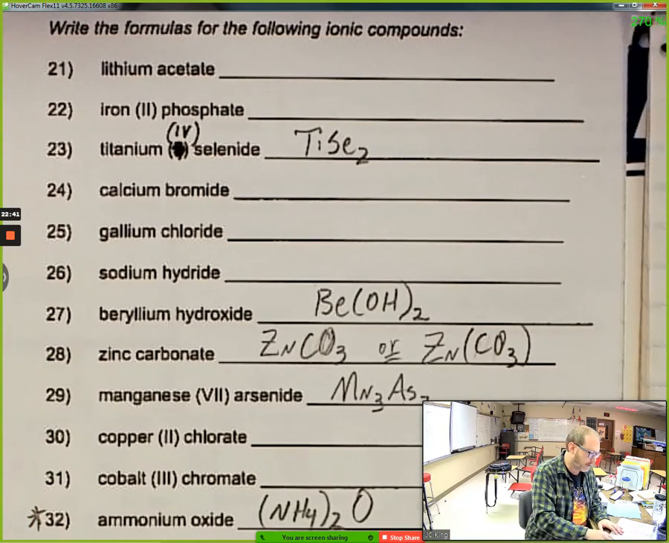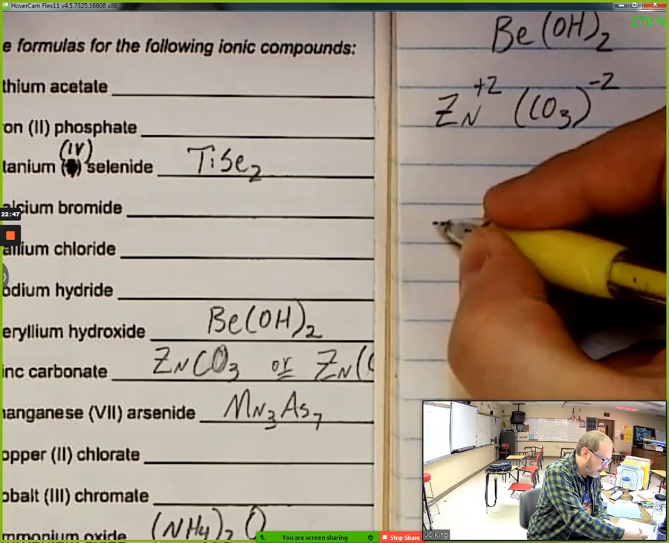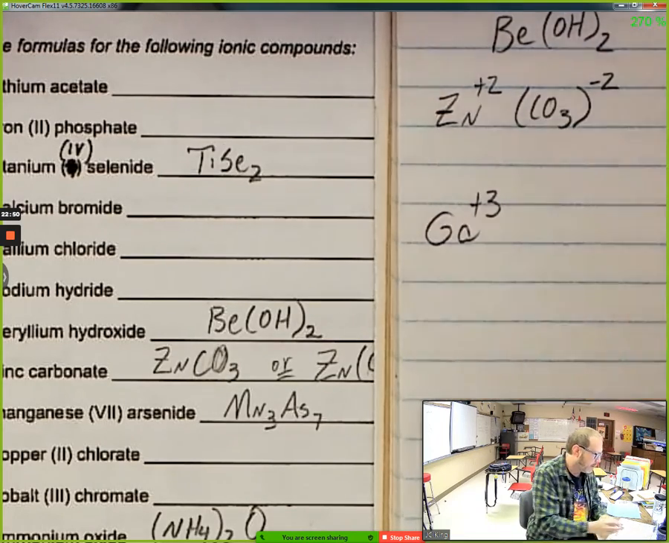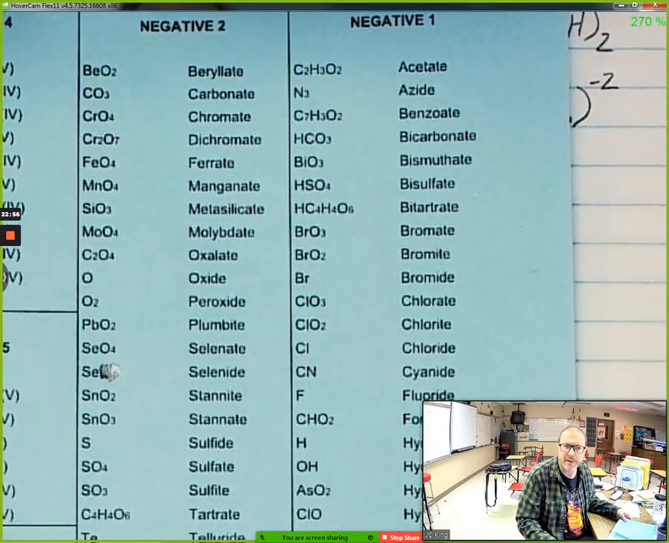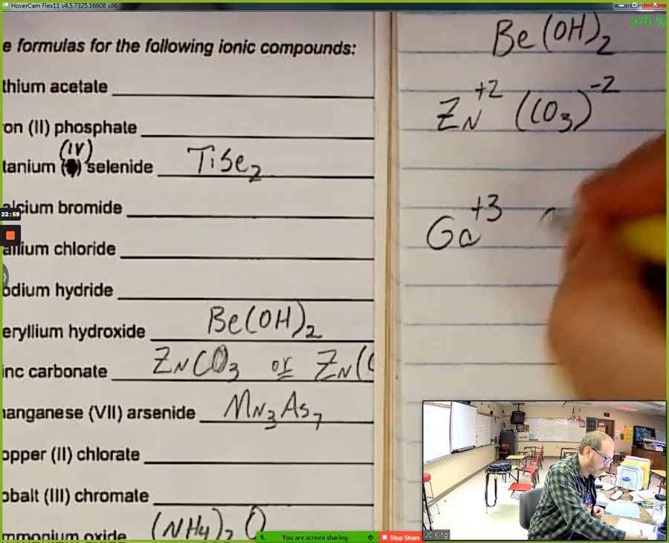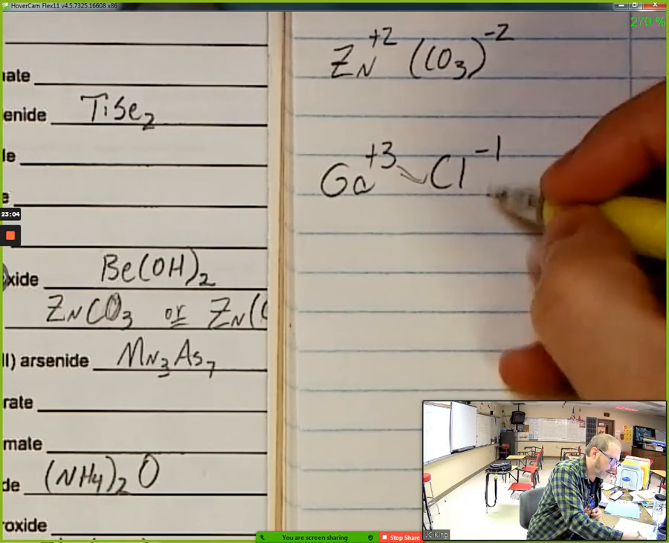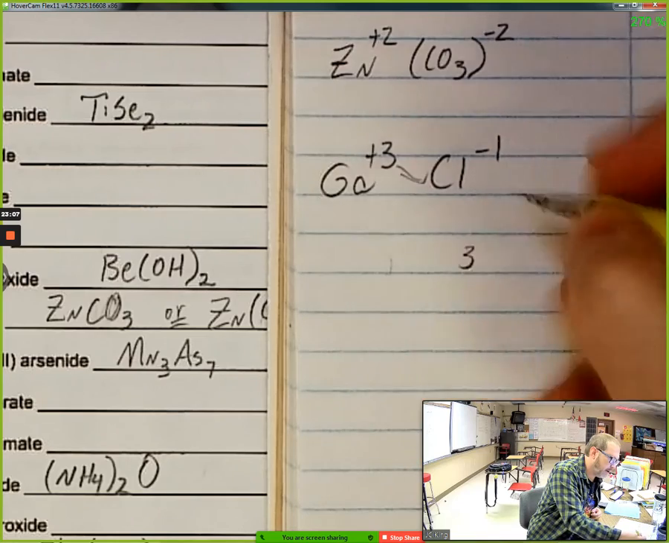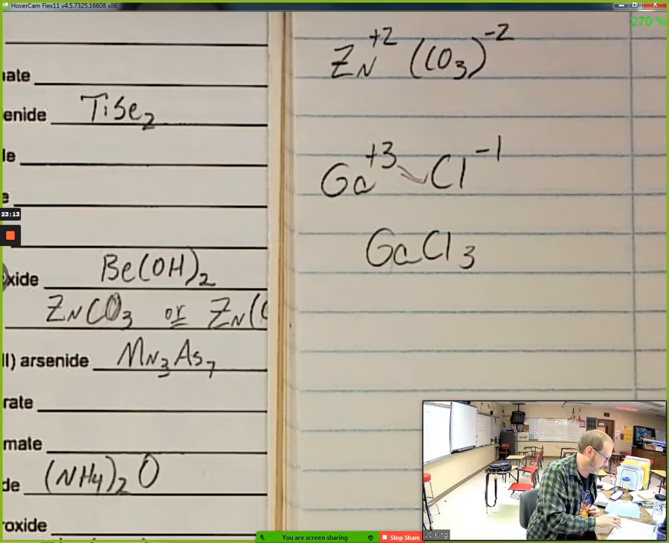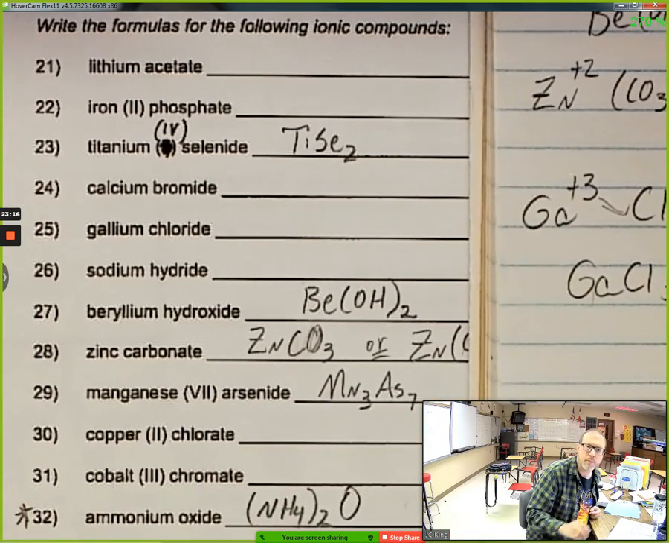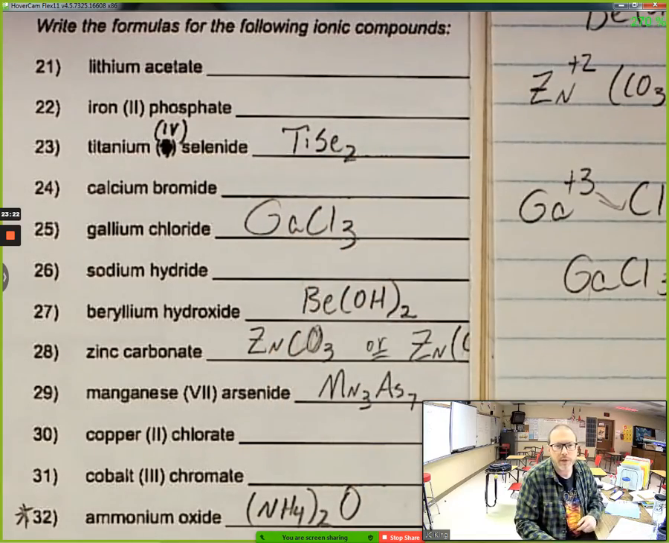Let me scoot things around here. Okay, so gallium chloride, Ga is +3. Chloride is over here in the -1. It's just Cl, just chlorine. So using my crossing over trick, 3 goes down here, 1 goes down here. So it's just going to be Ga1 Cl3.